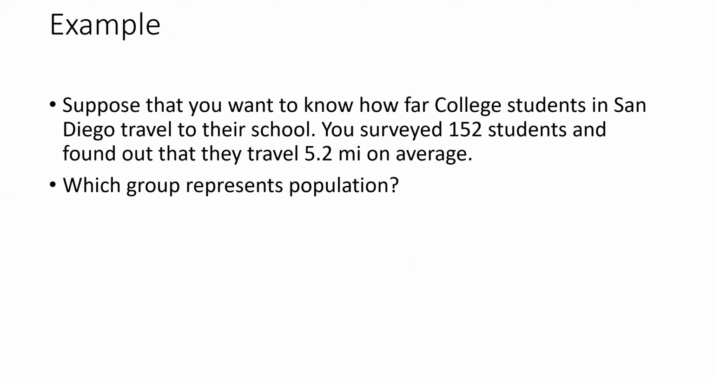So let's try a couple of examples. See how you answer this question. Suppose that you want to know how far college students in San Diego travel to their school. You surveyed 152 students and found out that they travel 5.2 miles on average. So the question is, which group represents a population here? Please pause and try to answer this question, and then we'll compare the answers. I'll give you a couple of seconds.